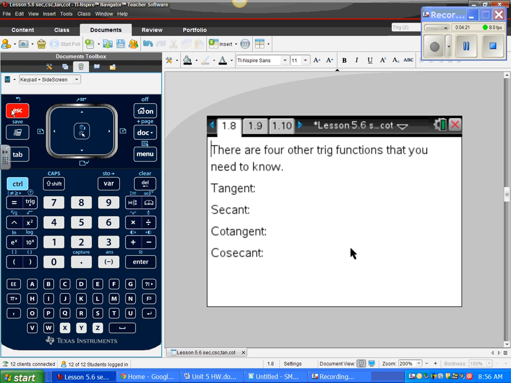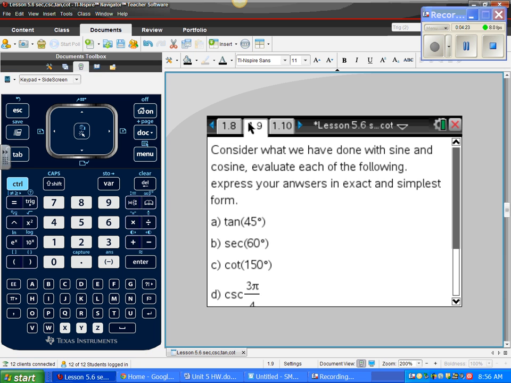Okay, so that's a nice, easy way for you guys to remember these things. So let's go to the next page and learn how to use these. Now, these take practice, and they can be tricky, so you have to be patient. You have to go step by step when you're dealing with these, all right? So we want to consider what we've done with sine and cosine, and we want to evaluate each of the following and express our answers in exact and simplest form.